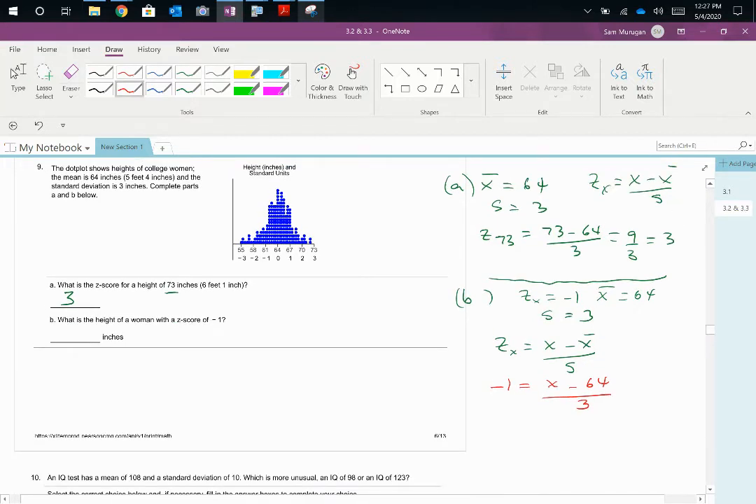And I'm sure you guys can solve this. Multiply both sides by 3. We get -3 is equal to x minus 64. And then add 64 to both sides. We get x is equal to 61. Okay. I'm expecting you guys can solve this very easily, no problem. Basic algebra.